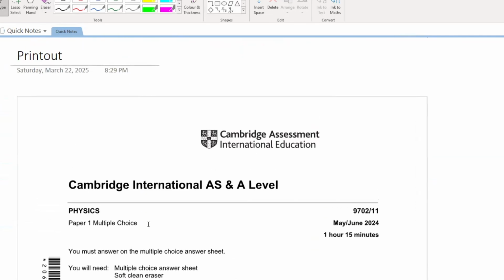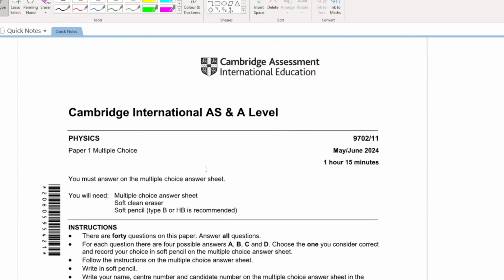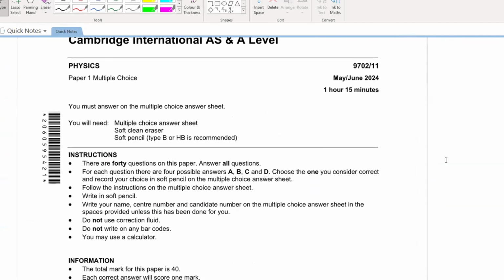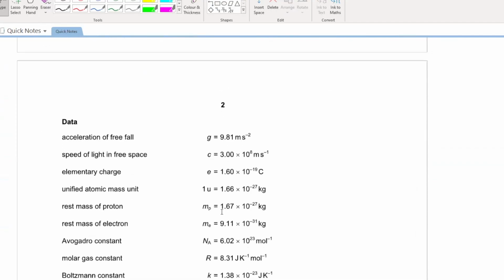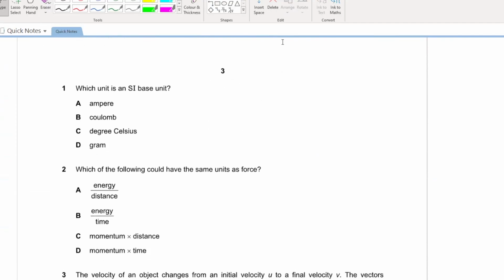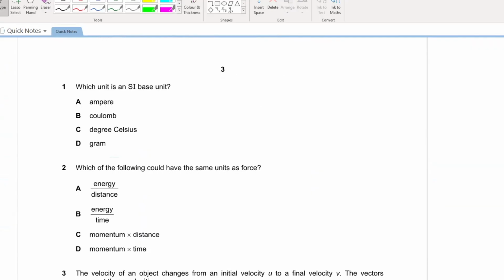So this is your paper, May June 2024, paper 1 variant 1. Let's start with this. Now let's see. Initially you have some data points and then you have the first question.